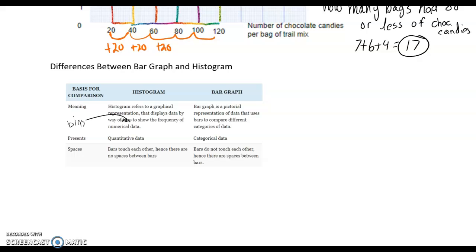and then that would make a bar graph rather than a histogram. And then finally, I want to talk about the spaces. I mentioned this before. The bars are going to touch each other in a histogram, and I'm going to cross out bars, and I'm going to write bins again. The bins are going to touch each other, so there are no spaces. However, in a bar graph, they're not going to touch each other, so there are going to be spaces between the bars. So that's just a simple comparison chart of the differences between histograms and bar graphs. So be very careful when you're analyzing your histograms, and go ahead and get started on the practice problems.